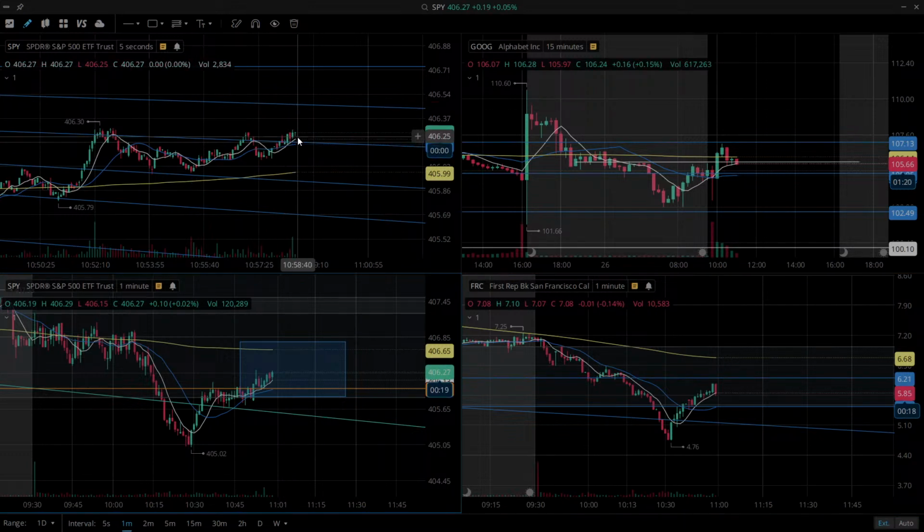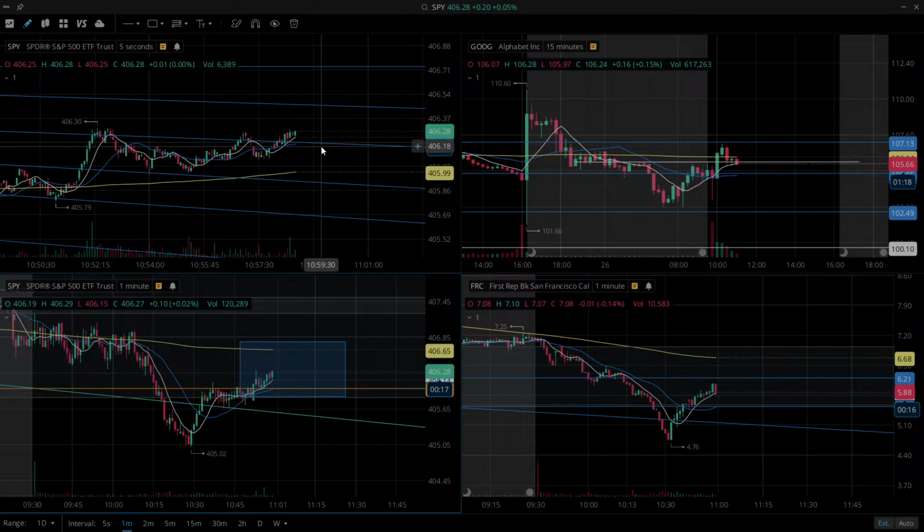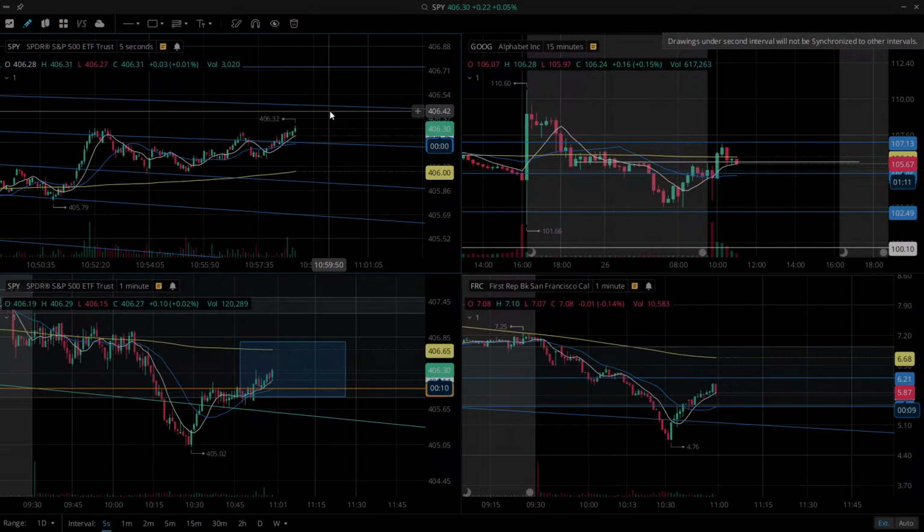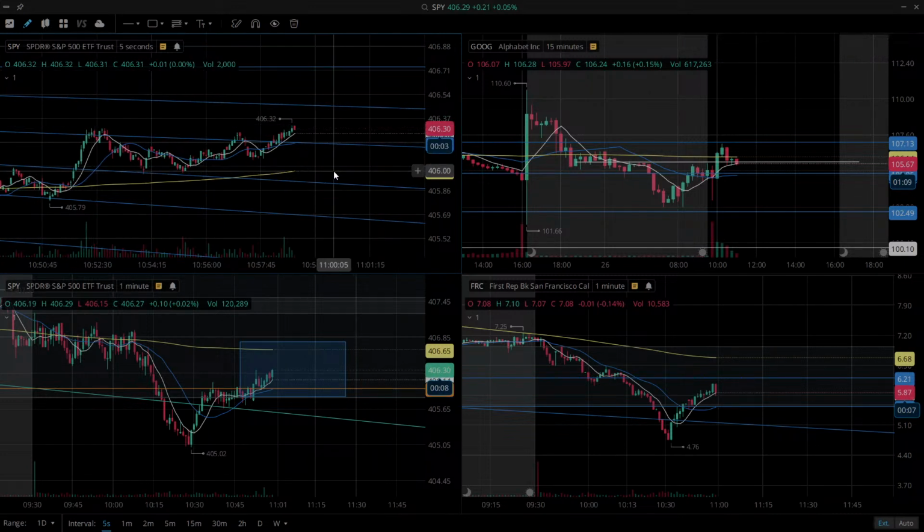All right, back again, accumulating on this fan line right here, hanging around 406.20. A 1-for-1 would take us to the next line up here at about 406.45. Quick little 2-pointer.